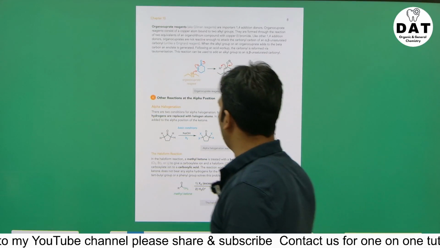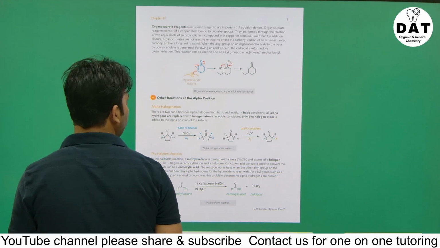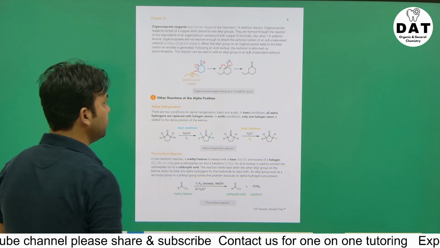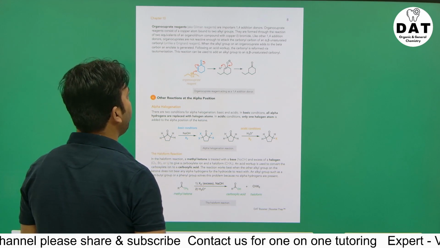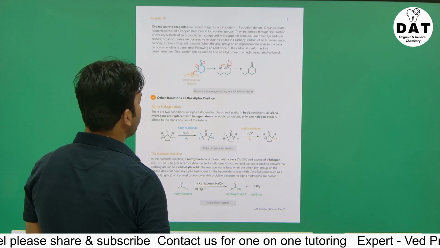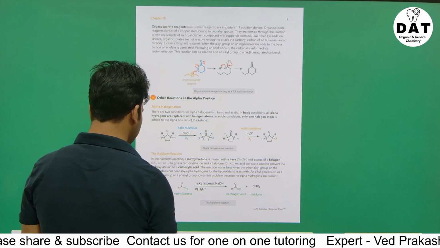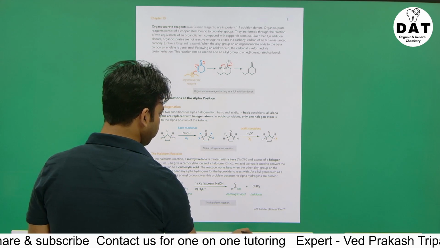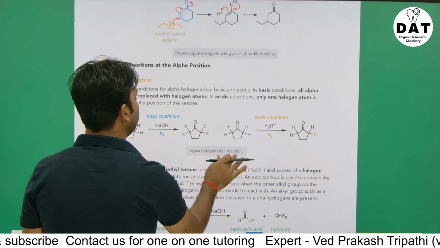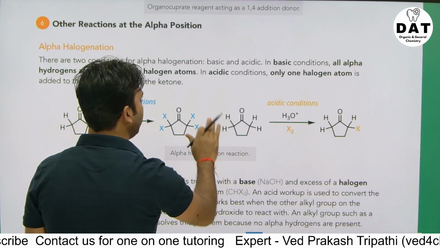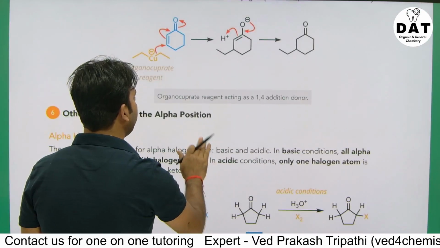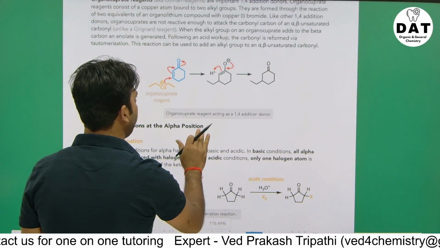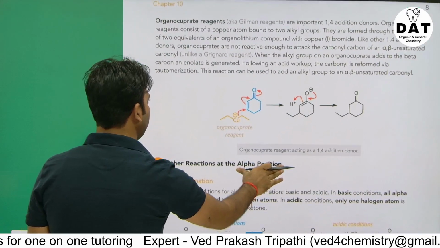Next is organocuprate R2CuLi, which is also called the Gilman reagent. We have done the Gilman case as well, R2CuLi. This is very, very important. Look at here. Let me explain this here.